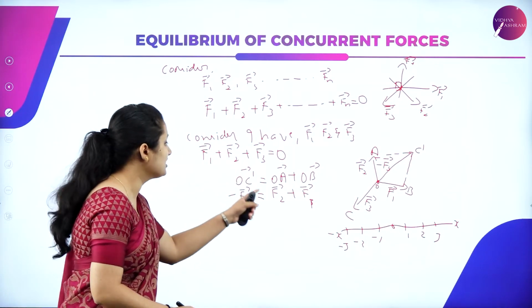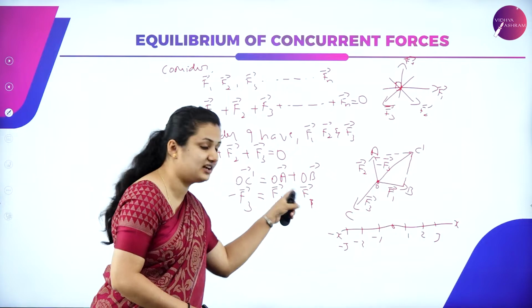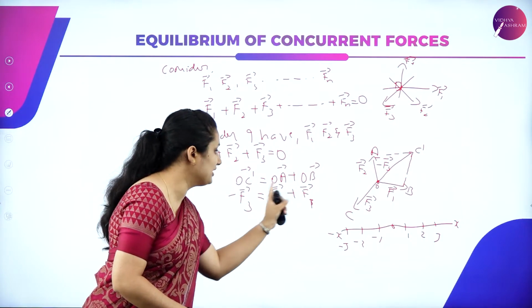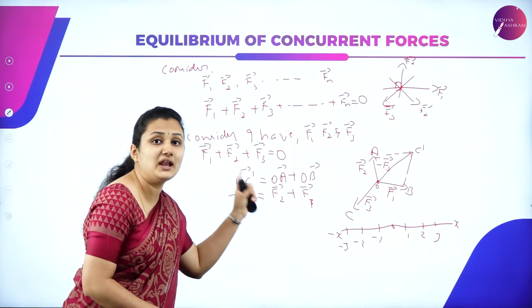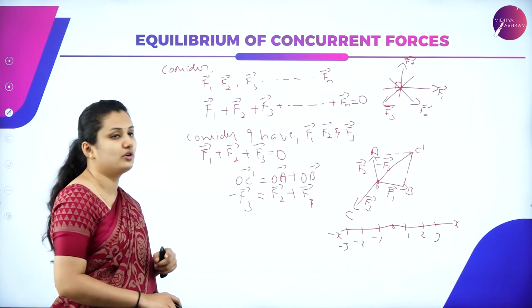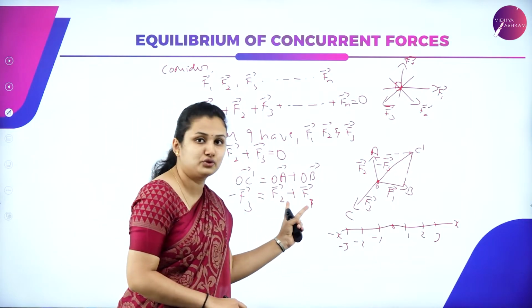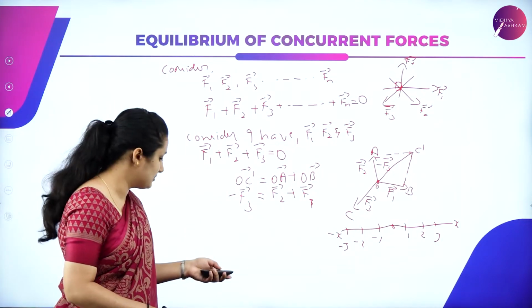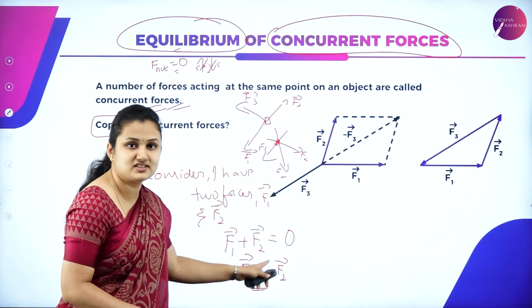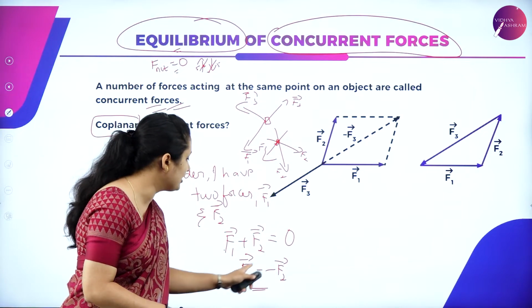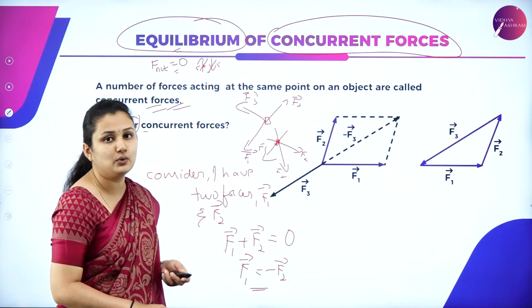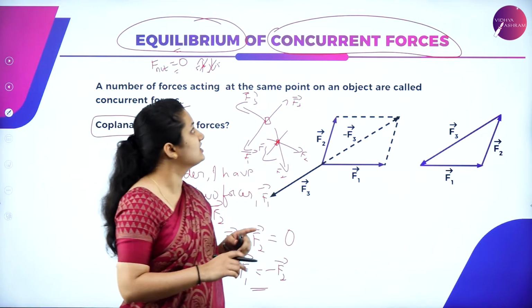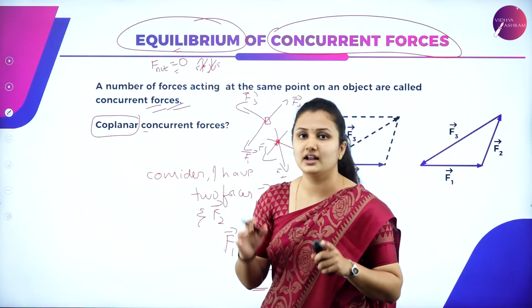That is, the resultant of two forces F1 and F2 must be equal and opposite to the third force F3. The resultant of two forces must be equal and opposite to the third force. Similarly, here two forces, say F1 and F2, are equal and opposite to each other. This is equilibrium of concurrent forces.